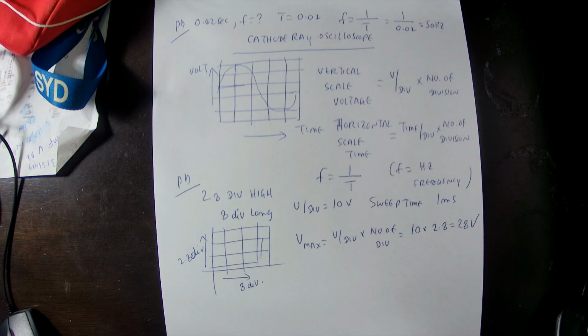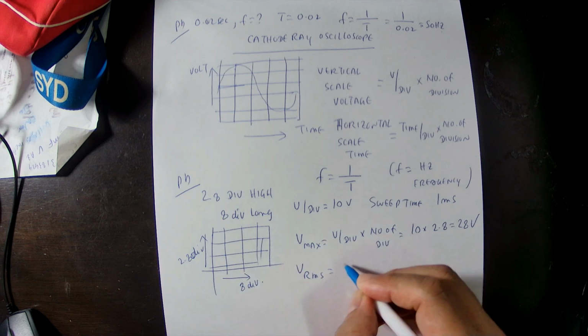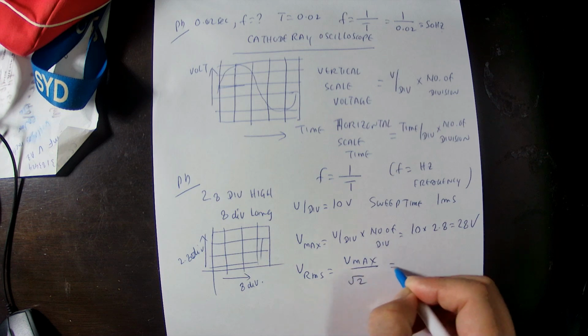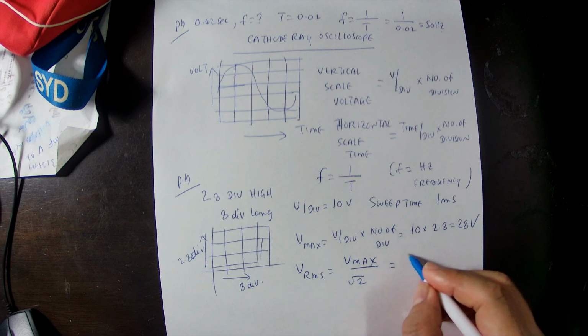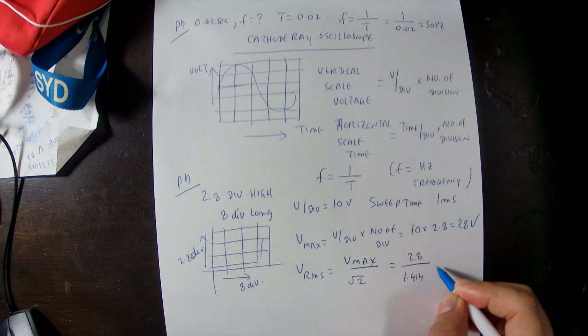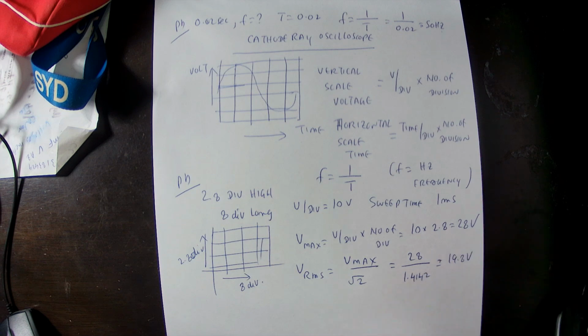So from this 28 volt, the maximum value, we need to calculate the RMS value. So we use a formula: VRMS equals V maximum divided by square root of 2. So this is the RMS value equation. V maximum value is 28 volt here. Square root of 2 is 1.4142. So you get the value 19.8 volt. RMS value is 19.8 volt we calculate.